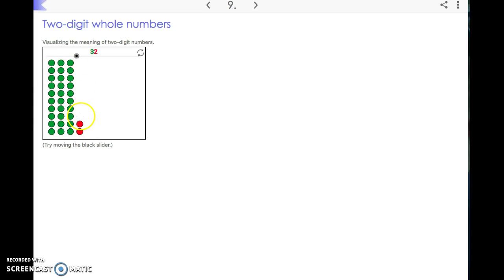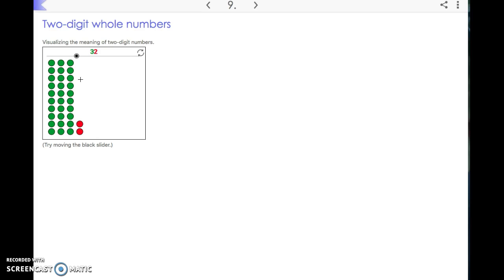What's left is the ones, and you have 2 red dots and 2 squares, 2 little squares in your base 10 model in front of you. So if you got that, give yourself a pat on the back. If not, don't worry. We're going to try a couple more until you get the hang of it.